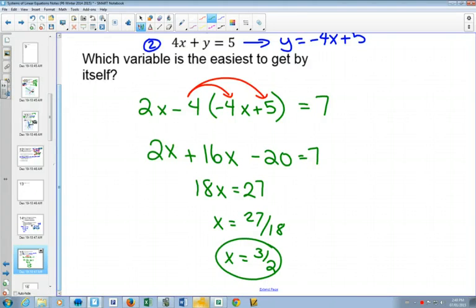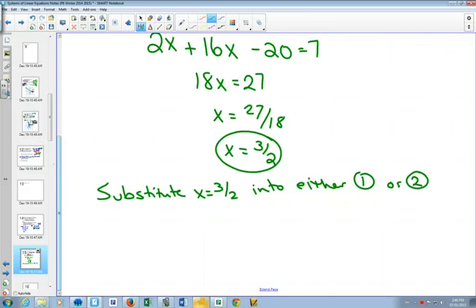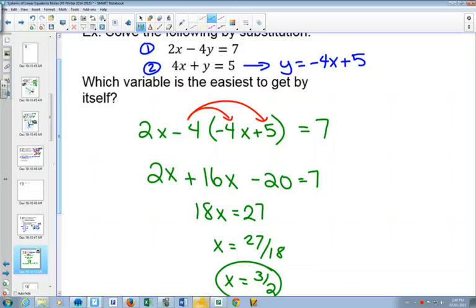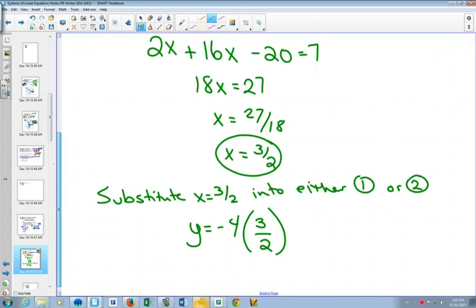So now we found our x coordinate. We still have to solve for y. But once you find x, you just have to substitute that x value, which is 3 over 2, and you can do it into either equation 1 or equation 2. Which one do you want to pick? Do you want to pick the original equation 2 or the simplified, the y equals? It doesn't matter. Okay. So we got y equals negative 4. Instead of x, I can write 3 over 2, and then it was plus 5.